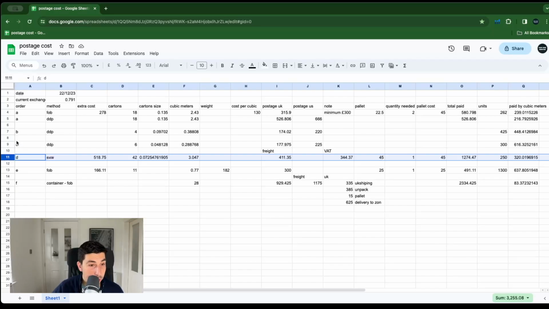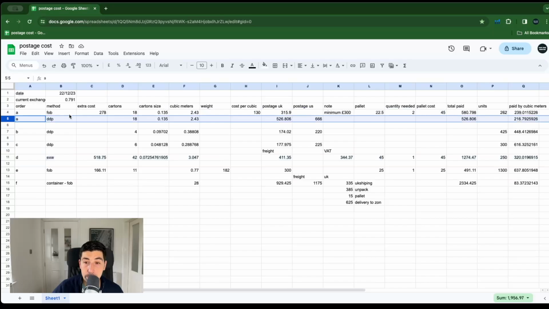Continuing on, let's go for this one. We've got this order here, which is the same order, with two different prices. We've got FOB and DDP, the different ways to import those goods. For FOB, we had 278, which is the extra to go from China to port and clear it. Then importing it in the UK would cost me 315, plus also the pallet of goods. Two pallets would have been 18 each, and that actually cost me a total of £45.